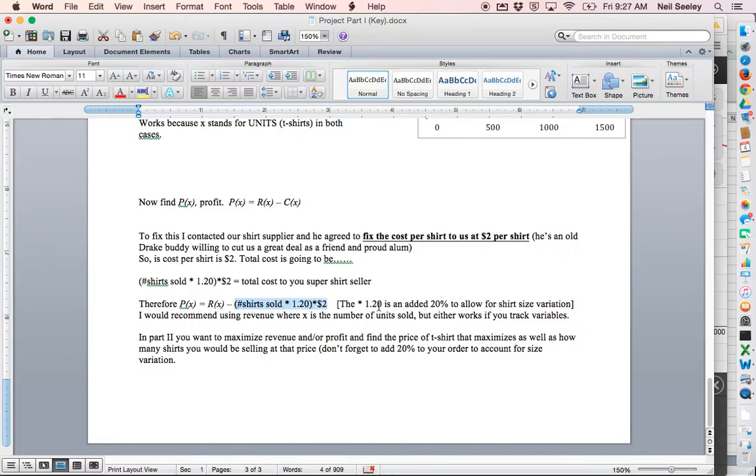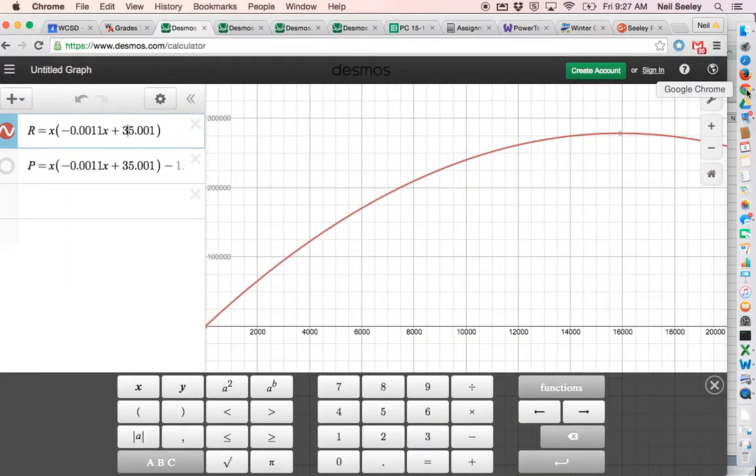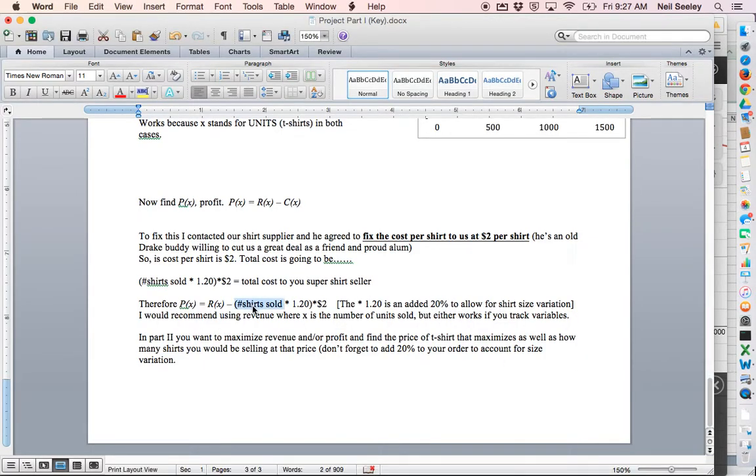That's assuming we talk to this company and they're going to sell them to us as a supplier. They're going to supply them for $2 a shirt. And the number of shirts sold is something that we got from maximizing revenue. When I maximized my revenue, I figured out we're going to sell 15,910 shirts, and I take that number, which is part of optimizing, times 120.